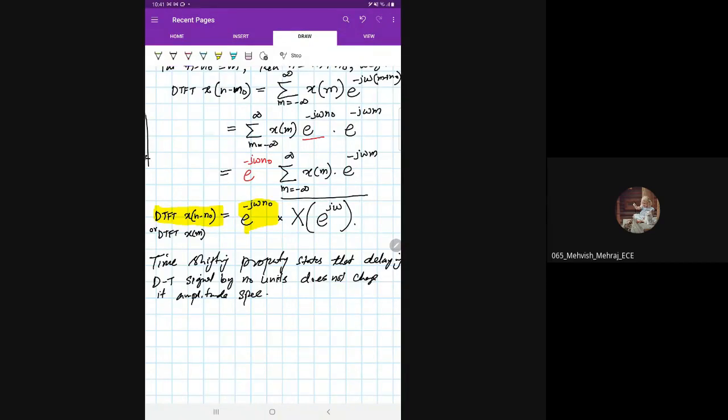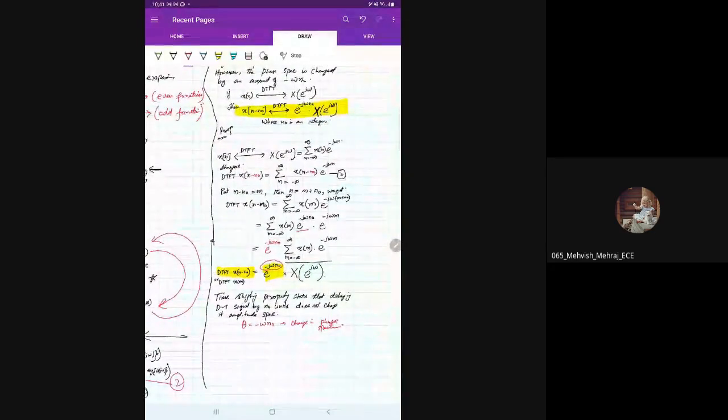This is the magnitude, e raised to power j theta. What is theta? Theta here is equal to minus omega n naught. So this is the change in the phase spectrum. So theta can be changed by this phase spectrum. So this is the change in the phase spectrum. Is it fine?